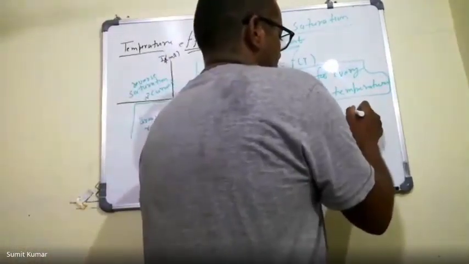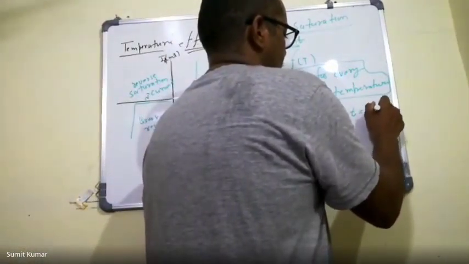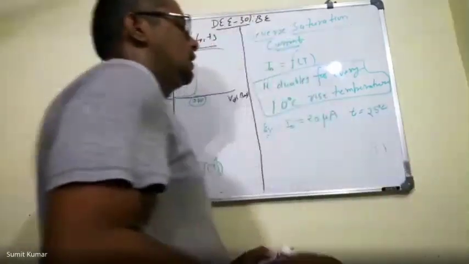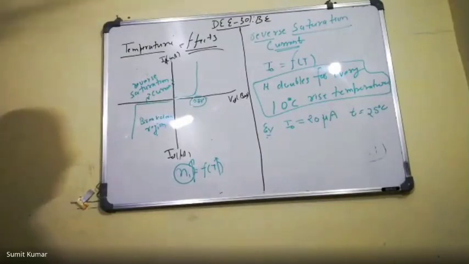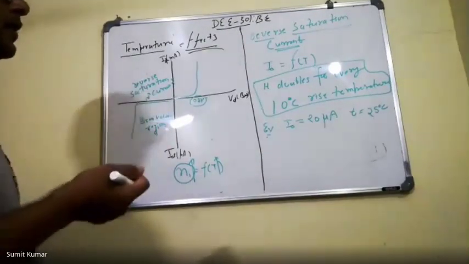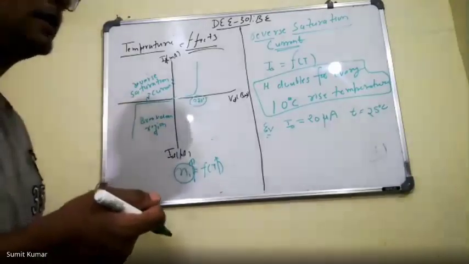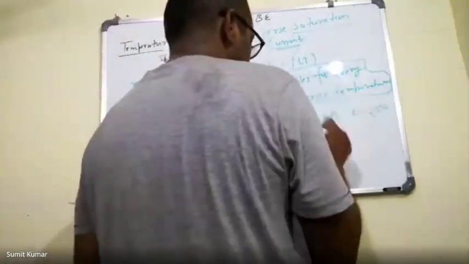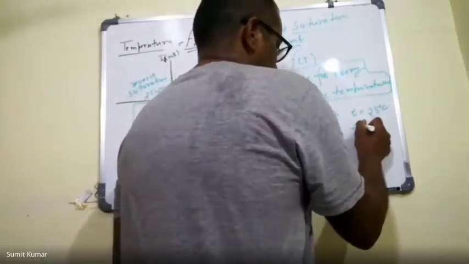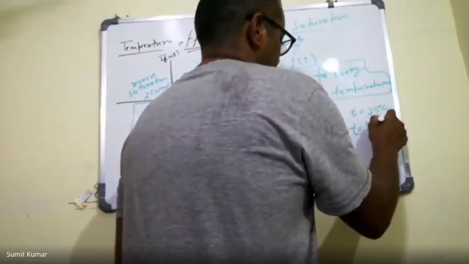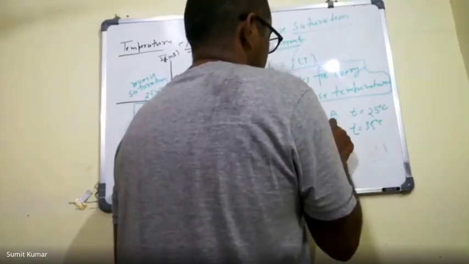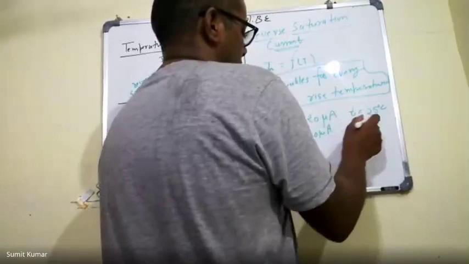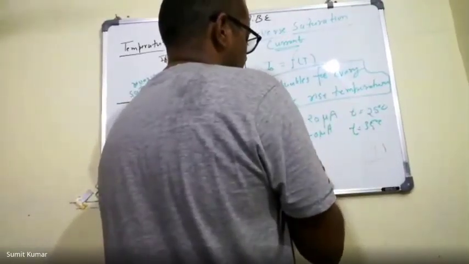Suppose at a temperature of T equal to 25 degrees Celsius, the current is 20 microampere. The relationship is that it doubles for every 10 degrees Celsius rise in temperature. So what will be the value at 35 degrees Celsius? Double. I naught will be 40 microampere.